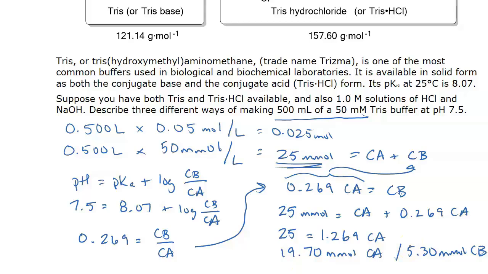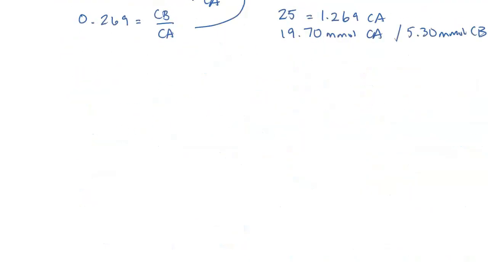So now let's go through the three different ways you can make the buffer solution. Method number one. We're going to use the TRIS base and the TRIS HCl.